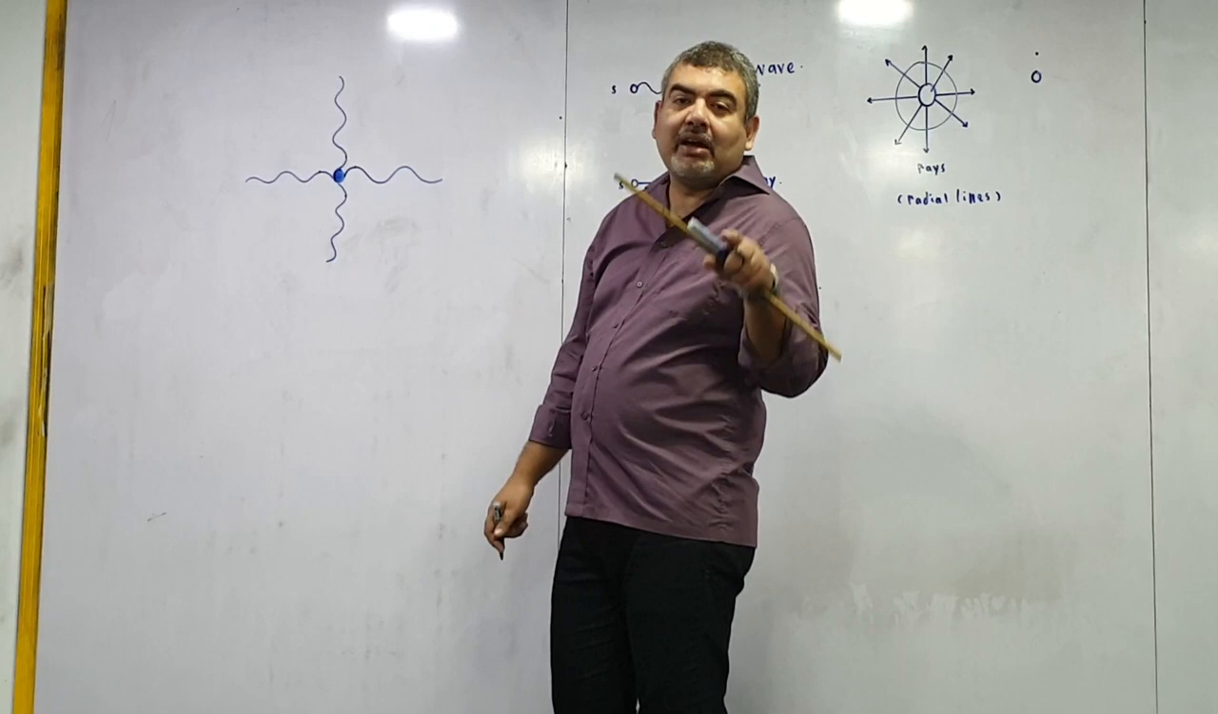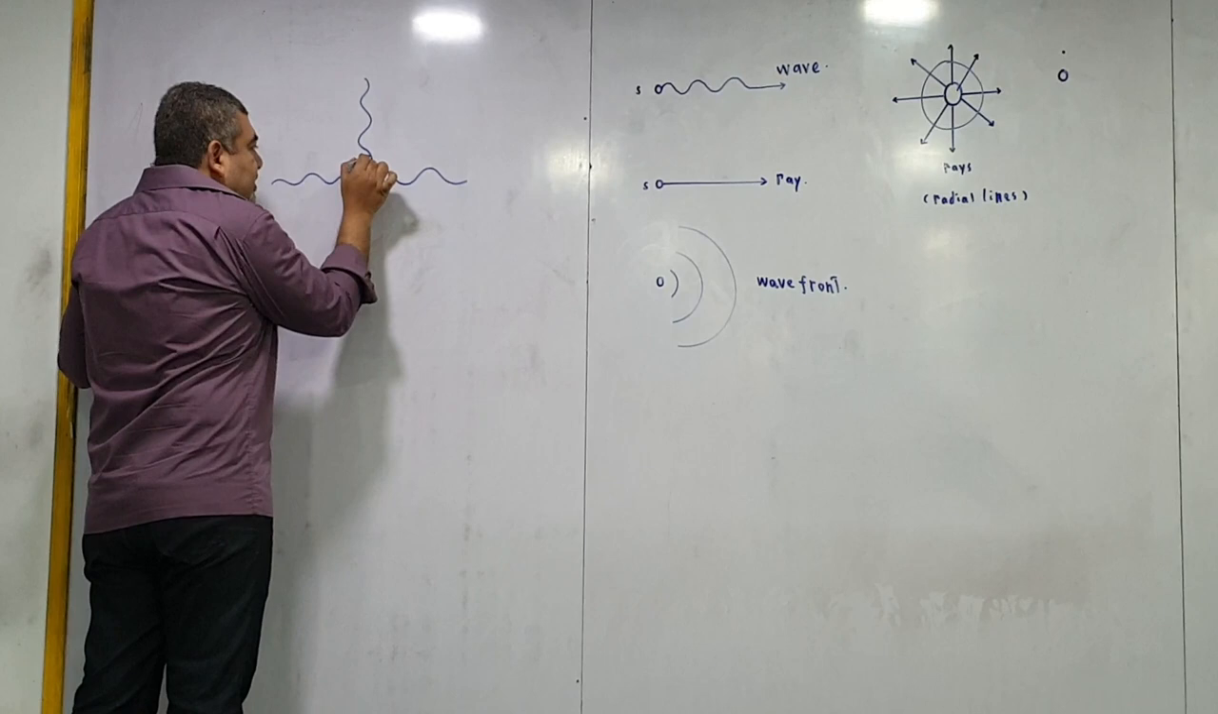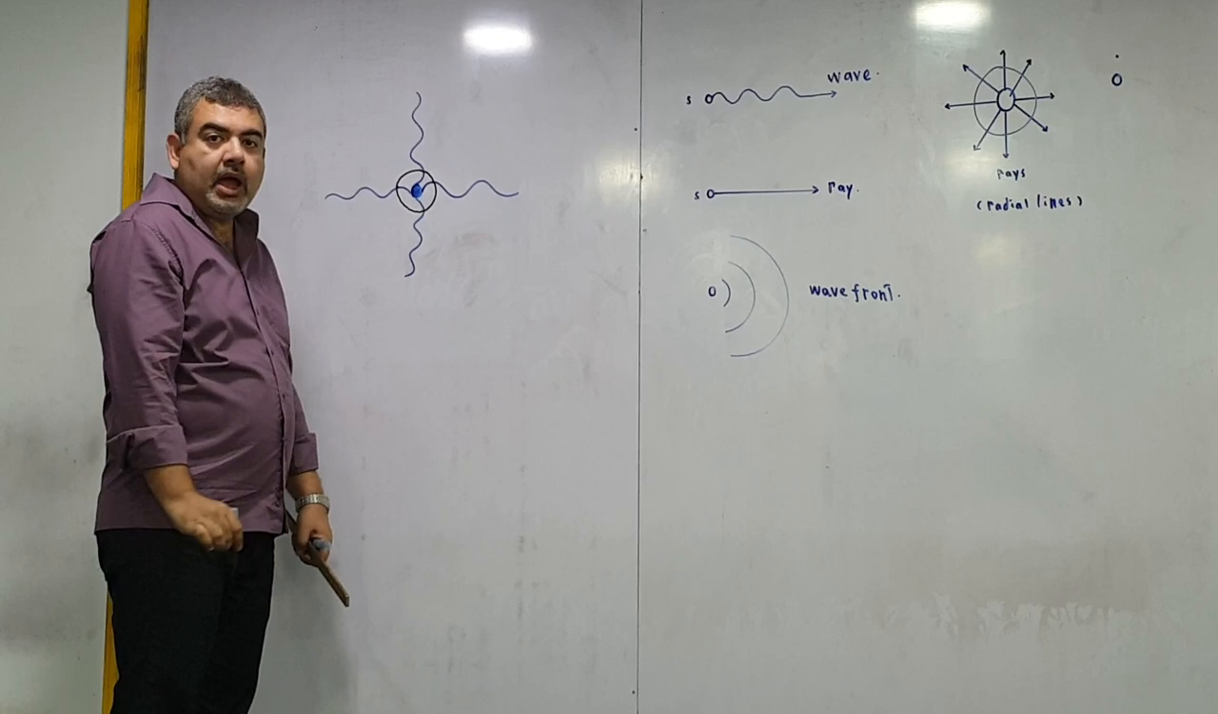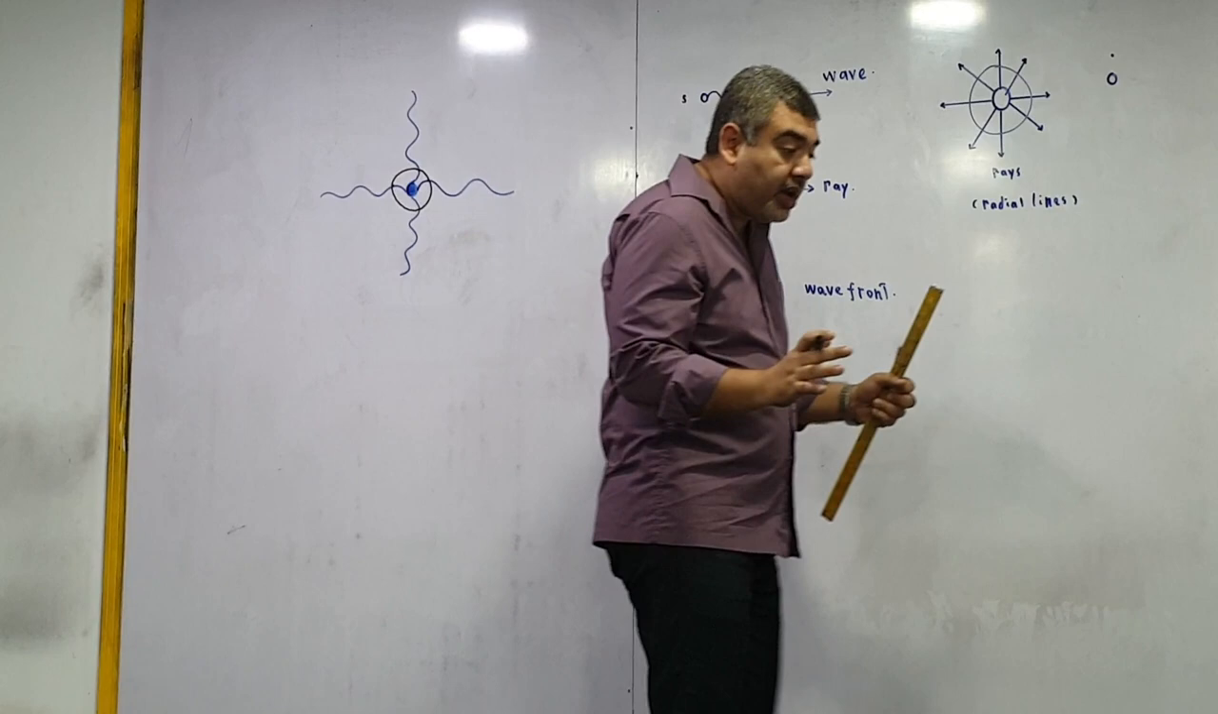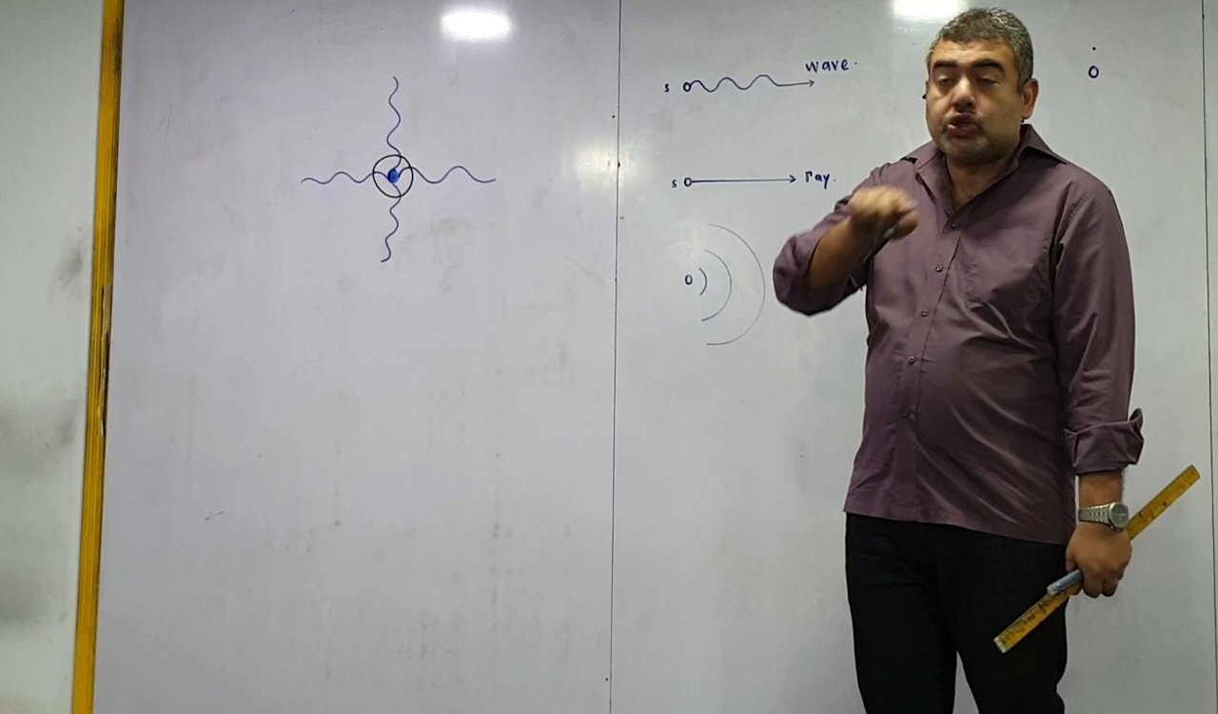I locate all these crests which are in the same phase. When I locate all these crests, I get this circle. And this is the imaginary line joining all the points on the wave which are in the same phase. We get what? We get a wavefront. This imaginary line showing the locus of all the points on the wave which are in the same phase is called a wavefront.